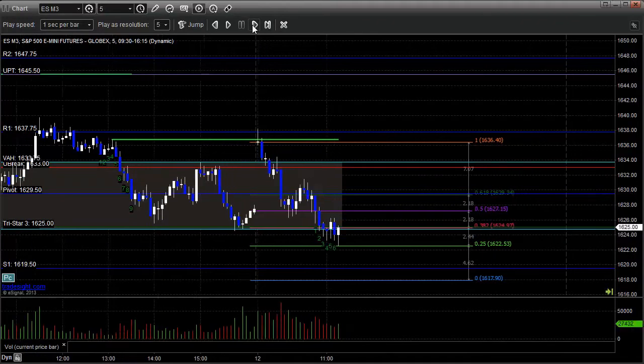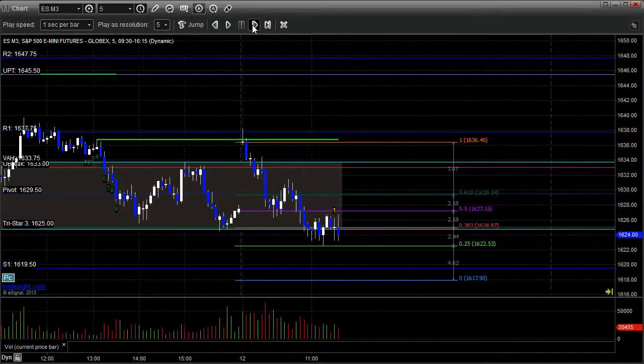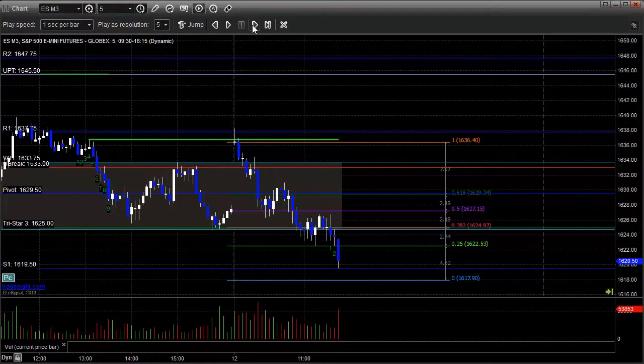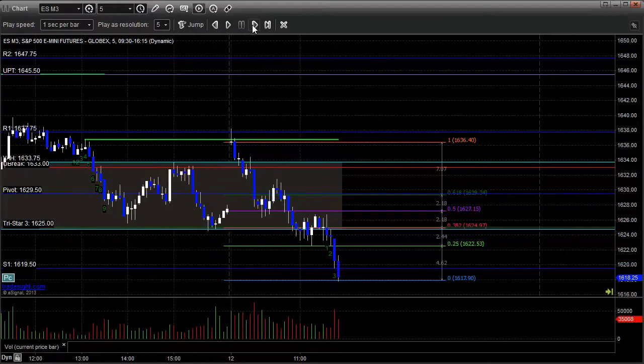Okay? And watch this next move down. This is what's fascinating. Boom. Got a little support right there at the green line, but here we are. Now we've hit the reciprocal range target. So we've now made an equal and opposite move from the open to the gap fill, and then from the gap fill the exact same move in the other direction. That's pretty impressive all by itself.